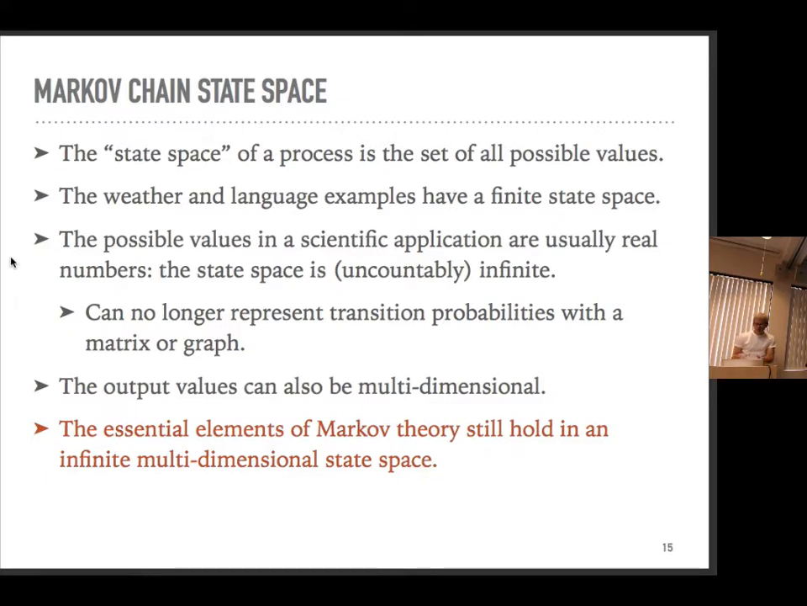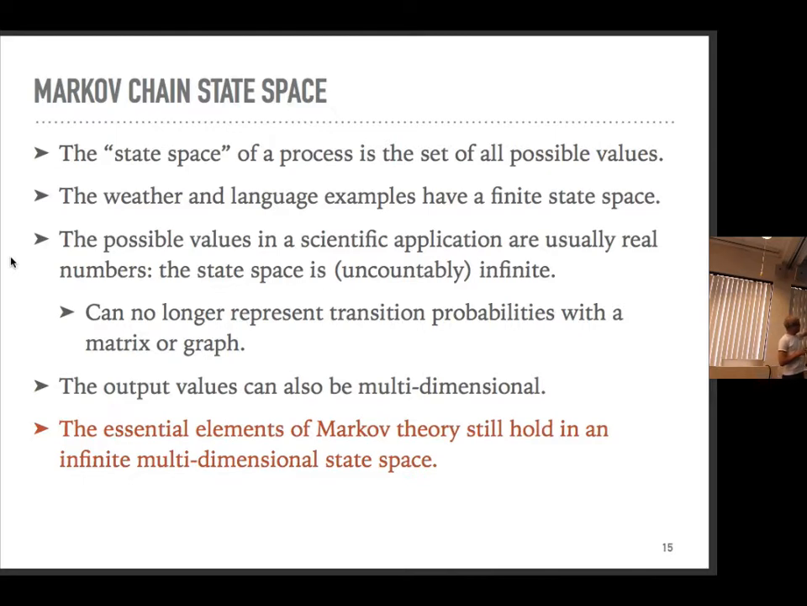Okay, so in all those examples so far, we've been working in a state space. That's basically the set of all possible values that can come out of the stochastic process. We've been working in a finite state space. We had 2 or 3 types of weather. Although there's a lot of words in the English language, it's still a finite number. But typically in scientific applications, our state space is going to be real numbers, which means that they're not just infinite, but they're uncountably infinite.